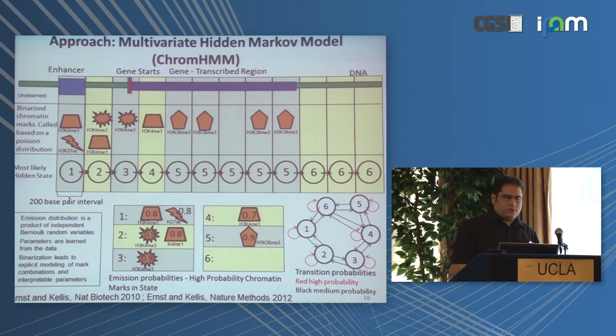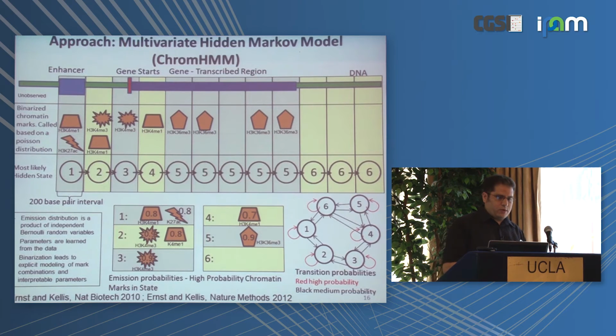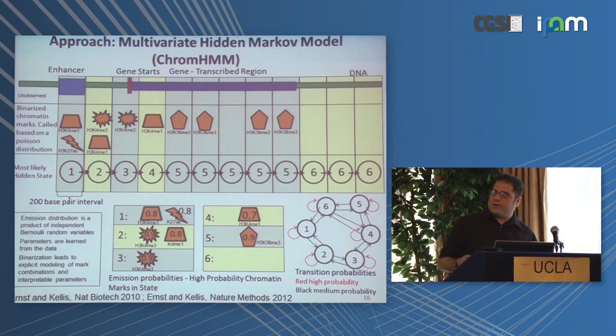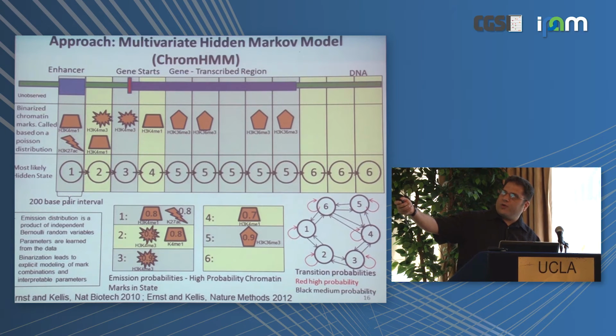So how we actually do this computationally is based on a multivariate hidden Markov model. We heard about hidden Markov models earlier in the first talk of this meeting in terms of genotype imputation. Here we're going to apply them in a very different setting. And it's multivariate in the sense that the emissions can be a vector of outputs. So we're not just emitting one character at each position. We can be observing different modifications.